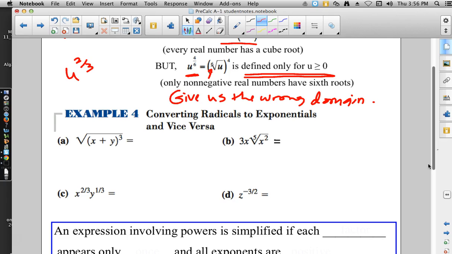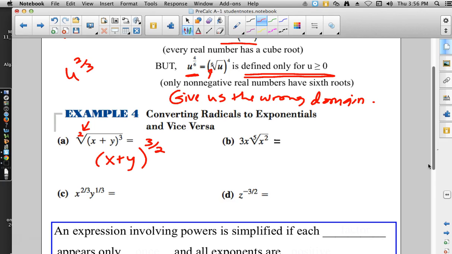All right, example 4 says, let's convert these radicals to exponentials and vice versa. Well, here we have the square root, so a little 2, of x plus y to the 3rd. So I know I'm going to have an x plus y here in parentheses. And I think, okay, when I make this fraction, which one of these goes on the bottom? This one. The index goes on the bottom. So that is the quantity x plus y to the 3/2 power.